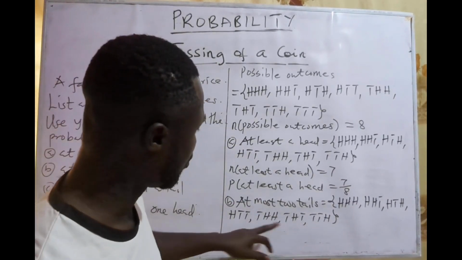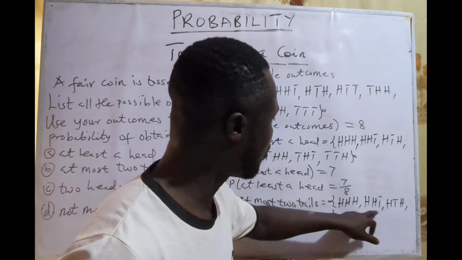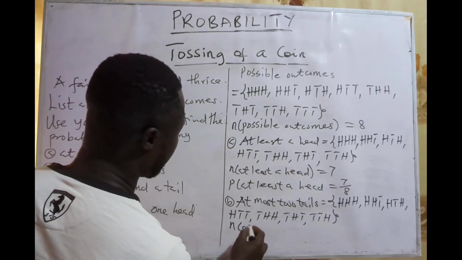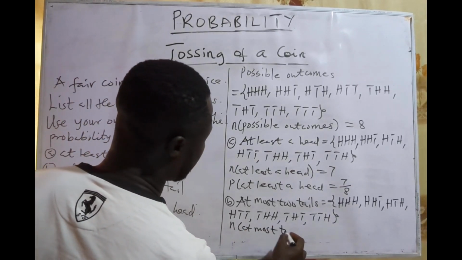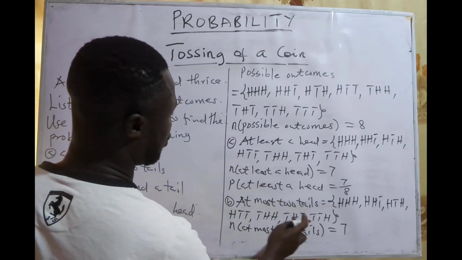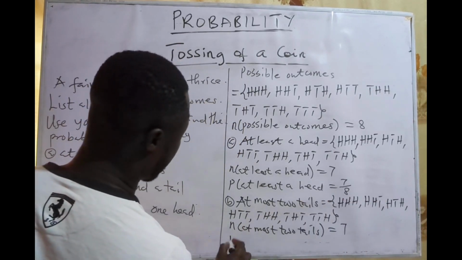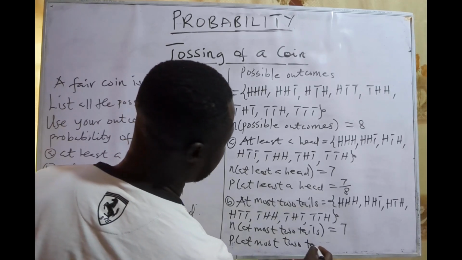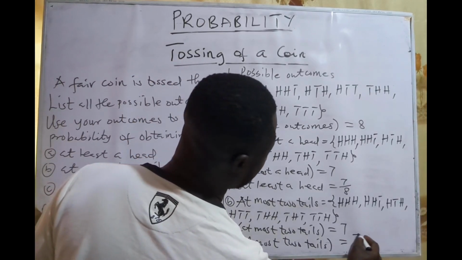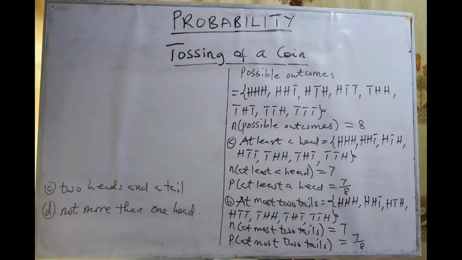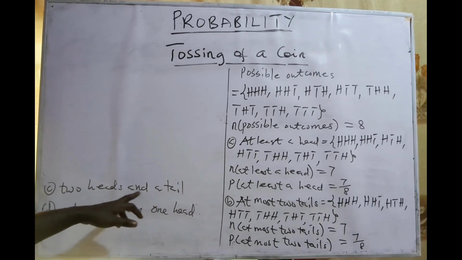So 2, 2, 1, 2, 1, 1, none. So they all qualify. So therefore, the number of at most 2 tails is going to be 7. So 1, 2, 3, 4, 5, 6, 7. So the probability of at most 2 tails ought to be 7 out of 8. Okay, so our last one will be 2 heads and a tail.